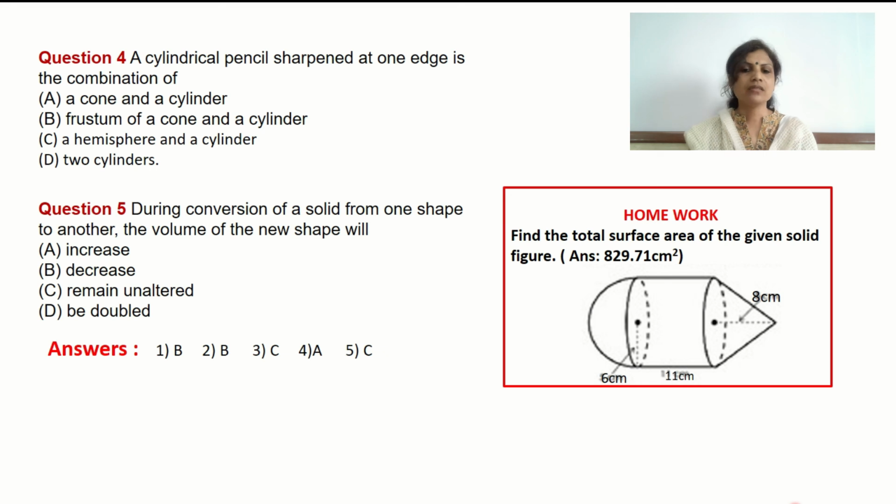Now along with this, you have a homework. The question is flashing on the slide. Please check that. For your reference, the answer is also given. You are given a solid figure with a combination of 3 solid figures in that. Identify it and find the total surface area of the solid figure.